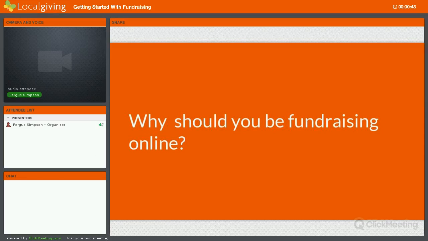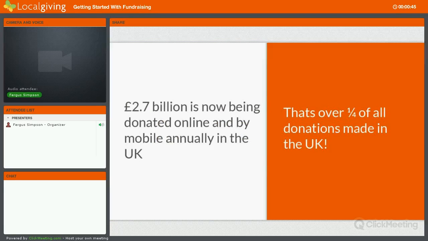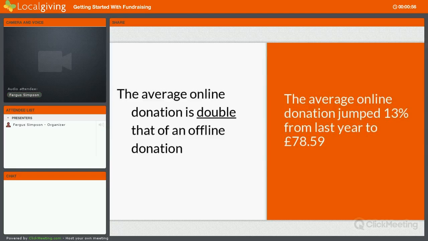So the first question is, why should you be fundraising online? Well, 2.7 billion is now being donated online and by mobile annually in the UK, and that's over a quarter of all the donations made in the UK. It's also worth pointing out that the average online donation is double that of an offline donation, as people tend to be more generous online than they are offline.